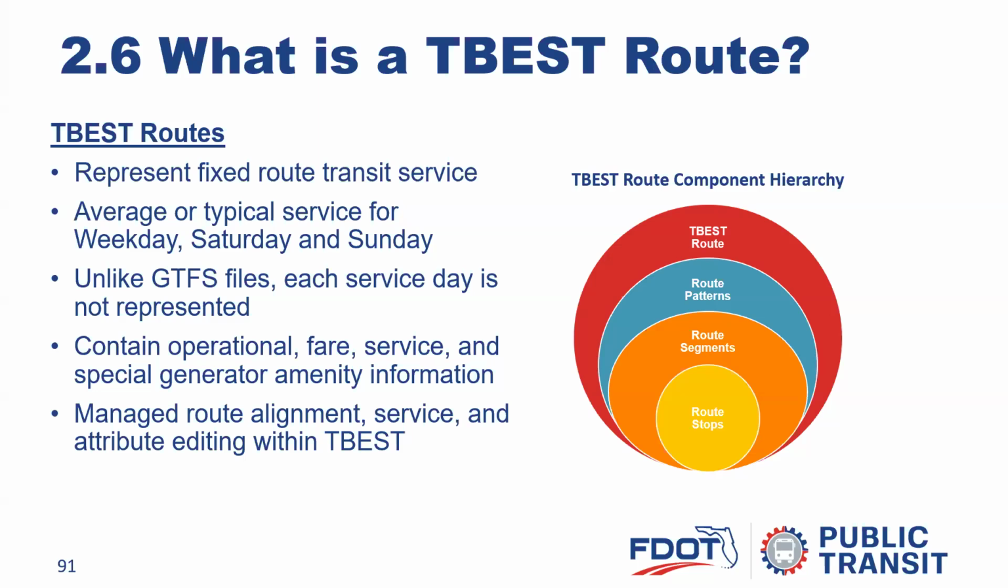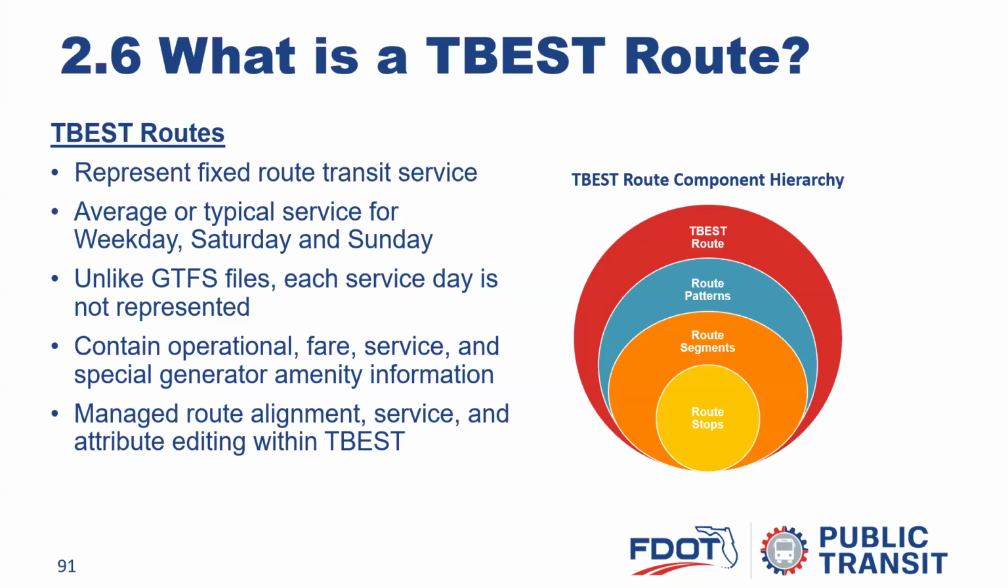It contains operational data, fares, service information, all the trips, and the special generator and amenity information that you can add at the stop level. It manages the route alignment, service, and attribute editing all within T-BEST. Whenever you're dealing with a route in T-BEST, you have all the management capabilities to fully code the route and your full network.